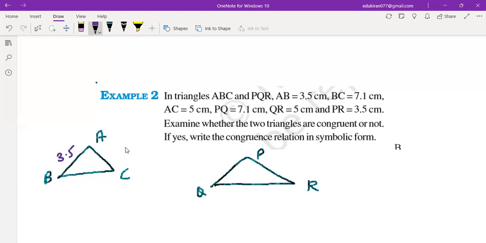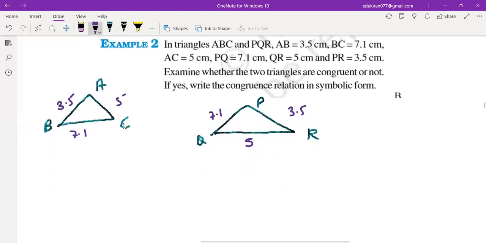Now let's put AB is 3.5, and BC is 7.1, and AC is 5. Now PQ is 7.1, QR is 5, and PR is 3.5. Clear? First, you will compare whether they have all the sides equal. So 3.5, yes ma'am, we have 3.5. 5, yes ma'am, we have 5. 7.1, 7.1. Yes ma'am, we can prove them according to sides. All the three sides are equal. Now, when you look at the picture, if you compare AB and PQ, they are not equal, right?